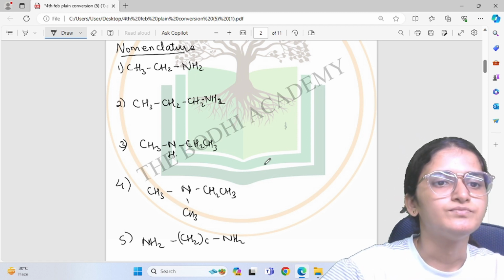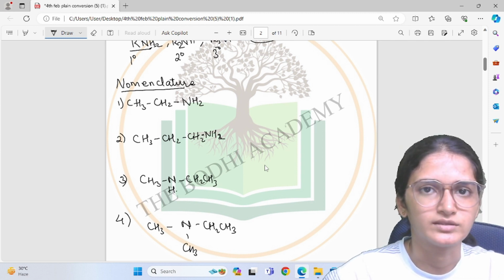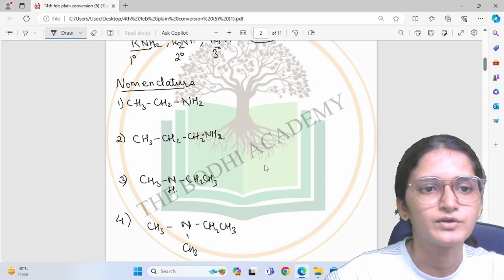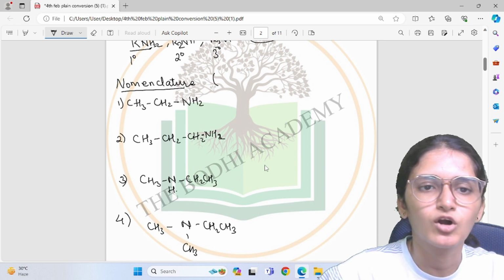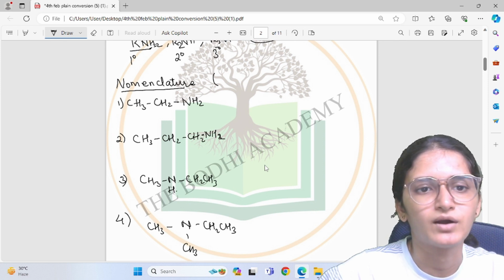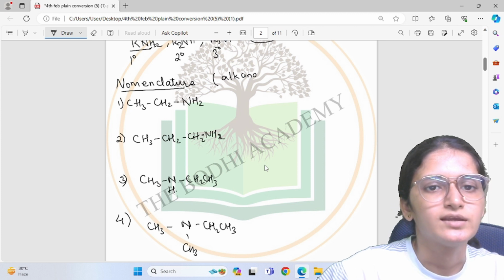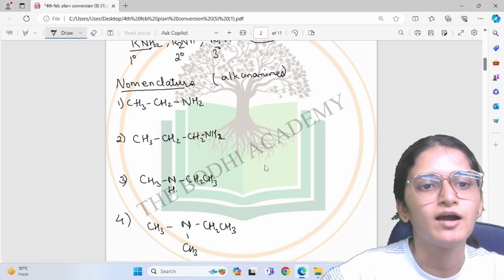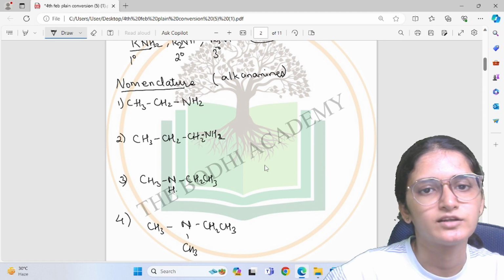Okay, so let us begin with the nomenclature. There is a simple way, like how we name other organic compounds. Here also there is a simple way to name the compound. The general name, or the common way to name this compound, is alkanamines. This name is basically given for primary amines. Alkanamine means whatever alkyl group is attached, it will come here and it will end with amine.